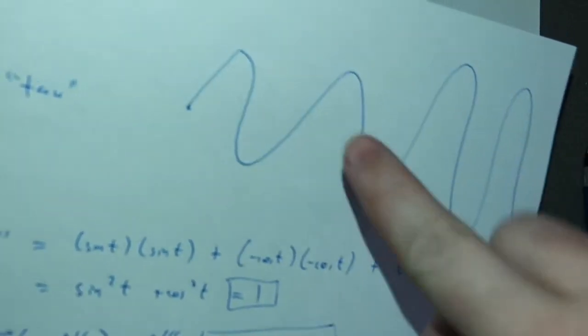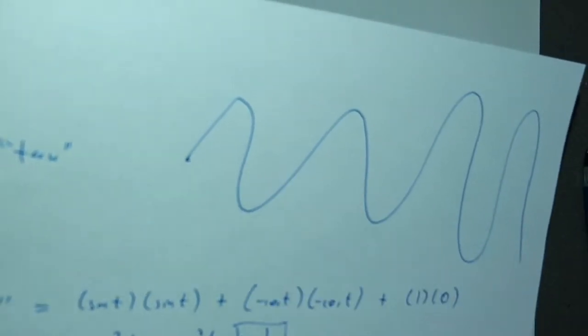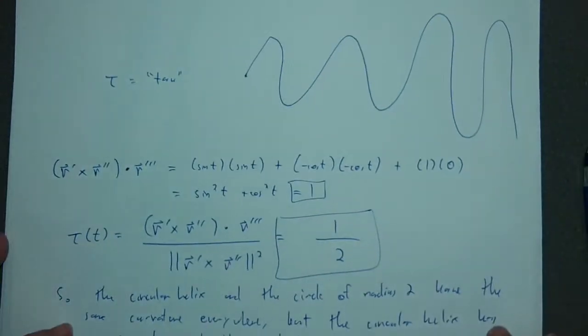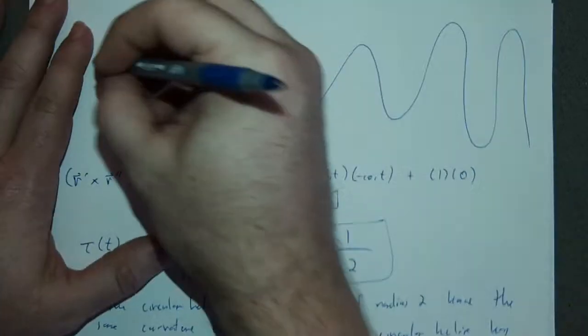This curve has curvature whatever. It's going to change at different points, right? It's going to have less curvature here and more curvature here. But the point is that its torsion is 0 because it's entirely contained in a plane. So it turns out that the letter for curvature is kappa. So this is kappa.